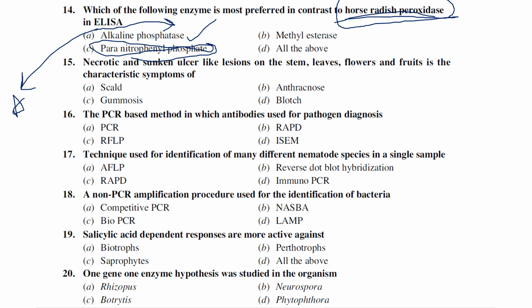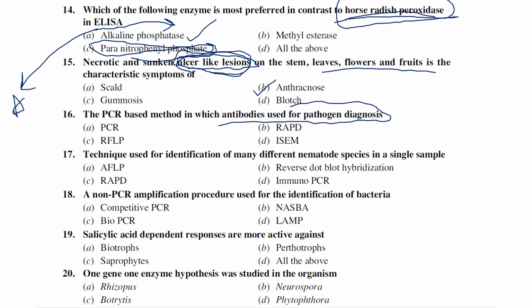The next one is necrotic and sunken ulcer-like lesions. I repeat, ulcer-like lesions on the stems, leaves, flowers and fruits are the characteristic symptom of scald, gummosis, blotch, anthracnose. So anthracnose can produce this ulcer kind of lesions. The depressed ulcer-like lesions can be observed in anthracnose. It's a very important one. This anthracnose generally produces acervuli, right? Acervulus.